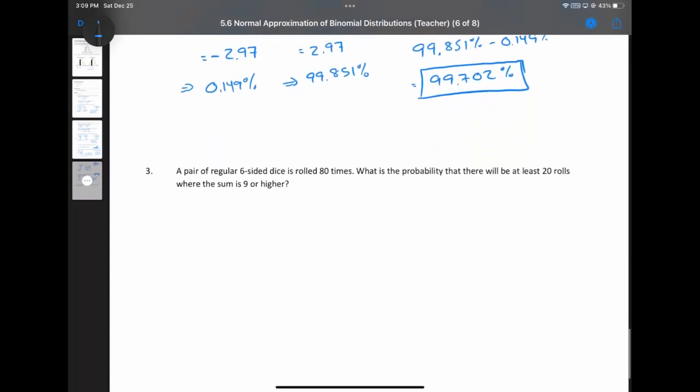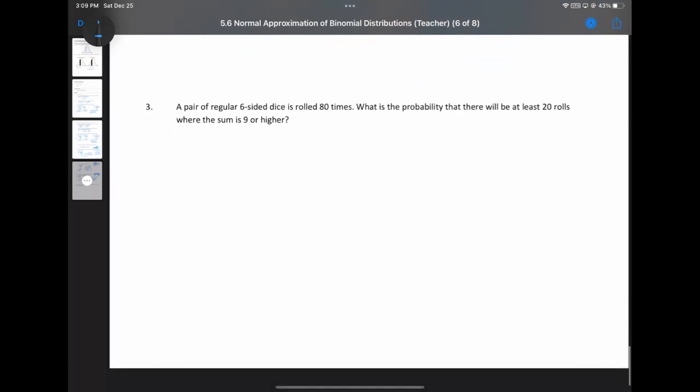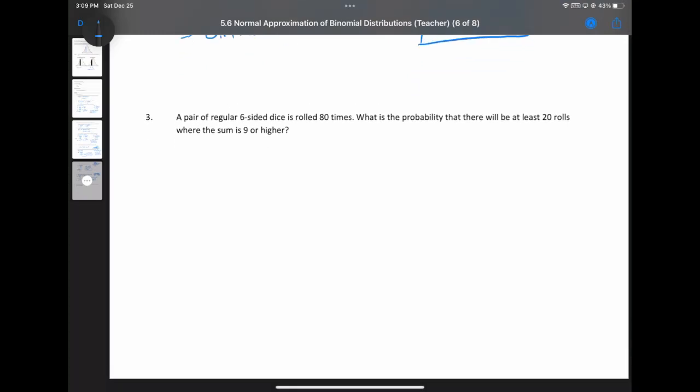One last one to finish things off. Take a little change of pace away from our children in the hospital. A pair of regular six-sided dice is rolled 80 times. What is the probability that there will be at least 20 rolls where the sum is 9 or higher?